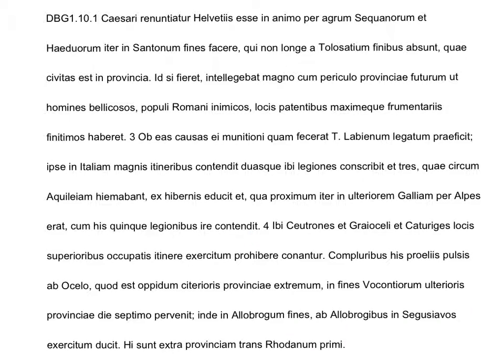Talk about a mouthful. Okay, we start off with the prepositional phrase here, ab eas causas. Because of these things that Caesar just described in the previous sentence. Then we have another chunk, ei munitioni, dative. Quam introduces a relative clause talking about the fortifications. It starts there and ends there. And then we have the main part of the sentence here.